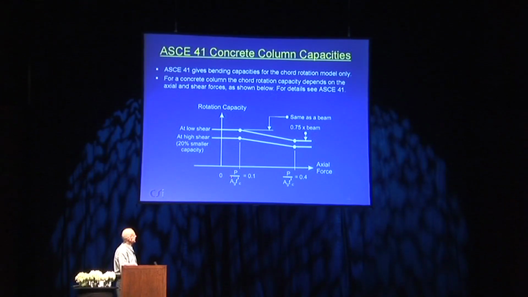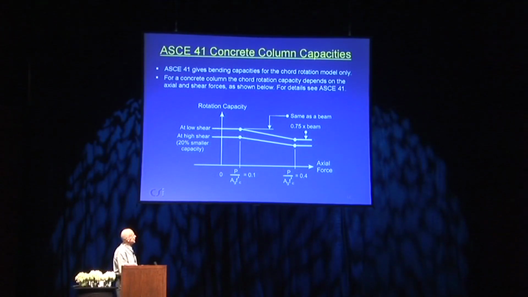Those values apply out to P over A sub G f prime sub C of 0.1. Then they start to decline, and for larger axial forces, you have rotation capacities about 75% of the beam values. And for details, take a look at ASCE 41.